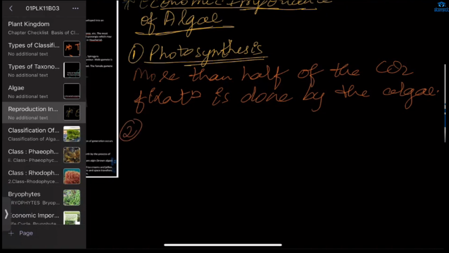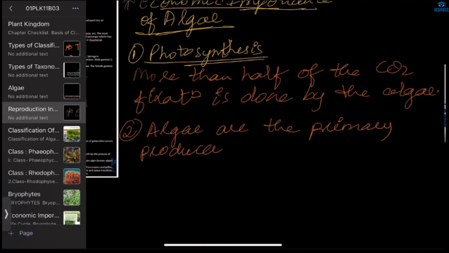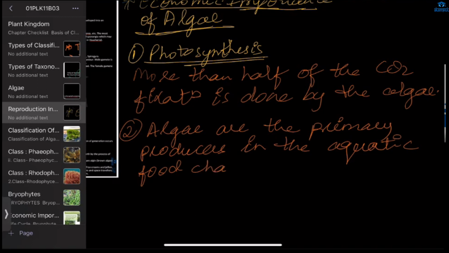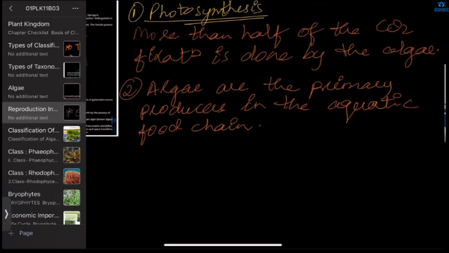Second, we can see the example that primary producers in the aquatic food chain are the algae only. So algae are the primary producers in the aquatic food chain because they are found in water and everywhere in the aquatic food chain. Mostly they are found in water, ocean water, fresh water, marine water. So wherever the aquatic food chain starts, the primary producer will be algae. From here the food chain starts forming.